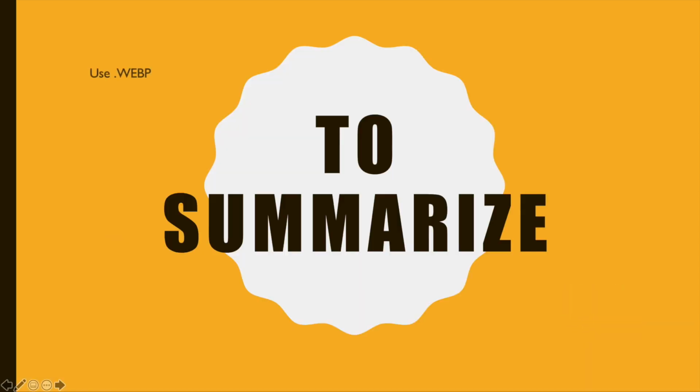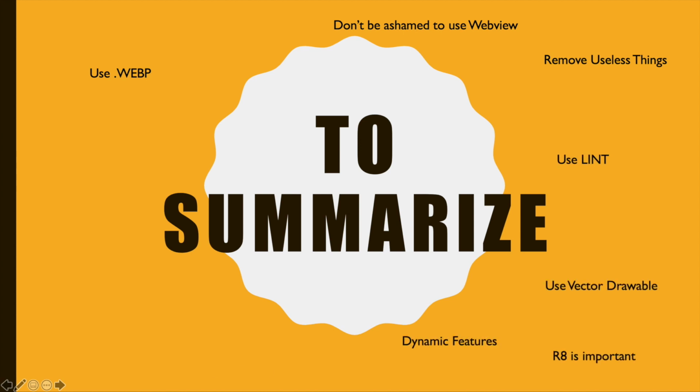To summarize, use WebP, don't be ashamed to use a web view, remove useless things, use lint, use vector drawables. R8 is really important in your project. Dynamic features and app bundle are your friends, and don't include all your images if it's not needed and if you can do it.